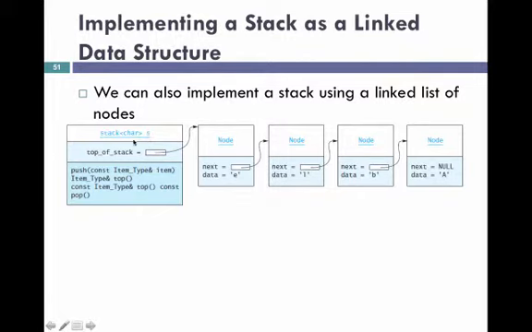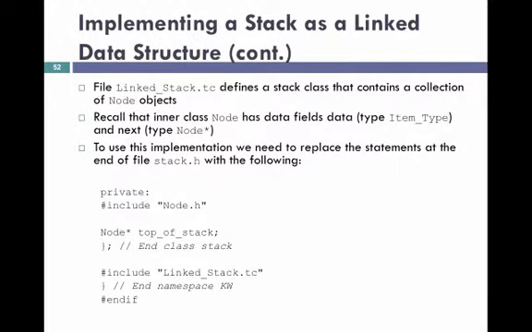So here's our stack, an instance of a stack. It has a variable top of stack that points to the head of the list. We'll have our regular stack operations, and now the underlying implementation, this is a stack of characters, and it's implemented as a single linked list. So the file linked stack defines a stack class that contains a collection of node objects, and this inner class node has the data fields item type and node star, a pointer to a node.